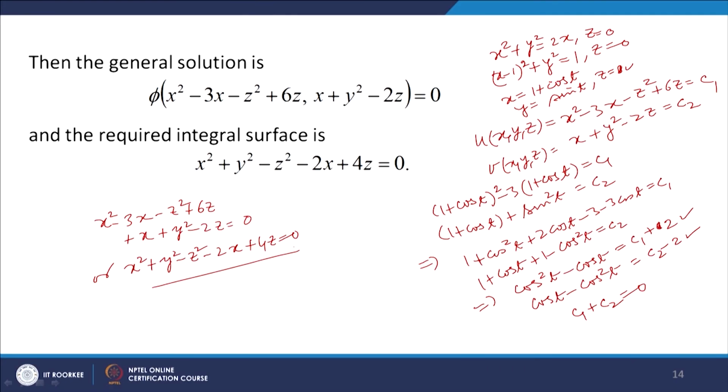So, in this lecture we have looked at the initial value problem for the first order quasi-linear PDE. In the next lecture we shall look at the existence and uniqueness of the solution of the quasi-linear PDE, and we will discuss the Cauchy method to determine the solution of the first order quasi-linear PDE. Thank you very much for your attention.